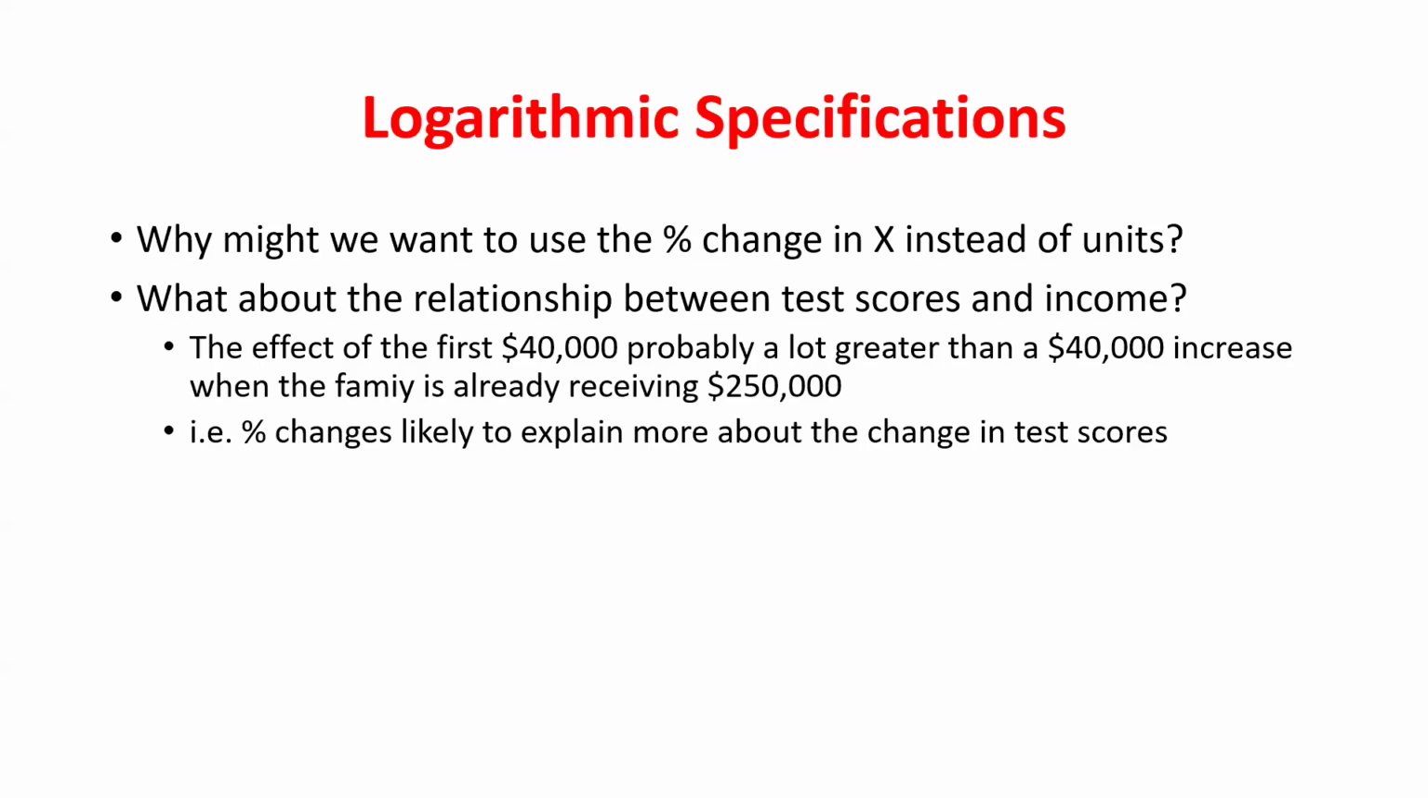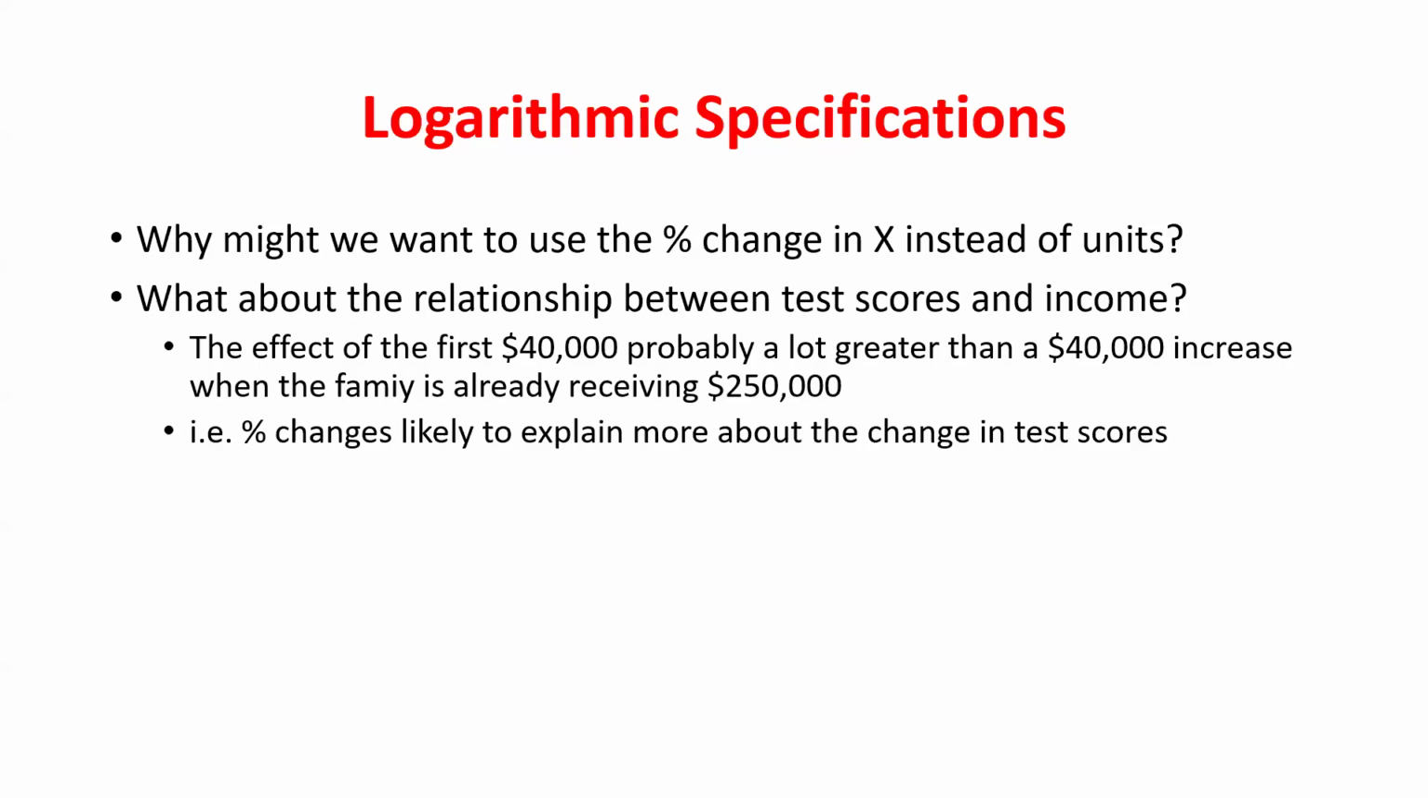But that same 40,000 additional dollars, well, if my family was already making 250 and now they're making 290, I'm still living about the same lifestyle. They're still able to provide tutors or whatever it is. So that same unit change isn't going to be as large of a percentage change. Right? So by taking the natural log, I'm capturing the fact that it's not the unit change that matters. It's the actual percentage change that's going to matter.